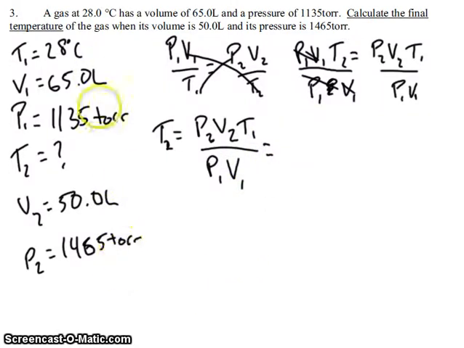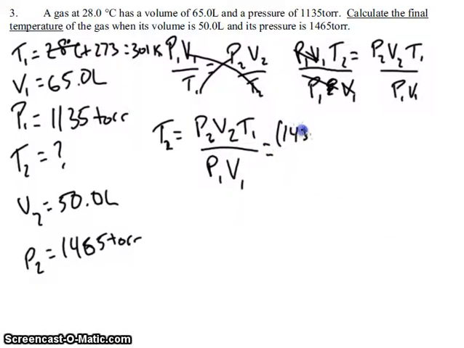First, let's take a look. Do we need to do any conversions? Okay, I got torr and torr, so that's good. I got liters and liters. I've got Celsius, but we know we can't do Celsius. We've got to have this in Kelvin. So we're going to add 273 to it. So that's going to give us 301 Kelvin as our T1. So we're ready to plug our numbers in here.